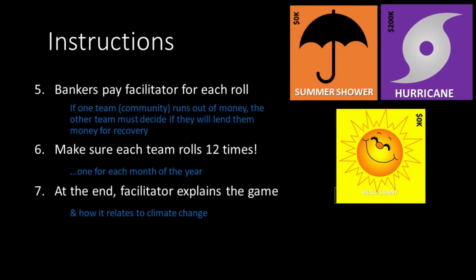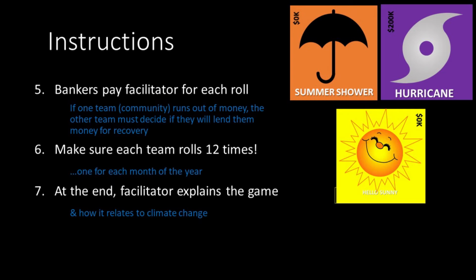Now the trick here is that you secretly load the dice. Make one team's dice be weighted so that they get more hurricanes when they roll. What the group should learn is that weather fluctuates, which can make it hard for us to notice the long-term trend, but that there is one.